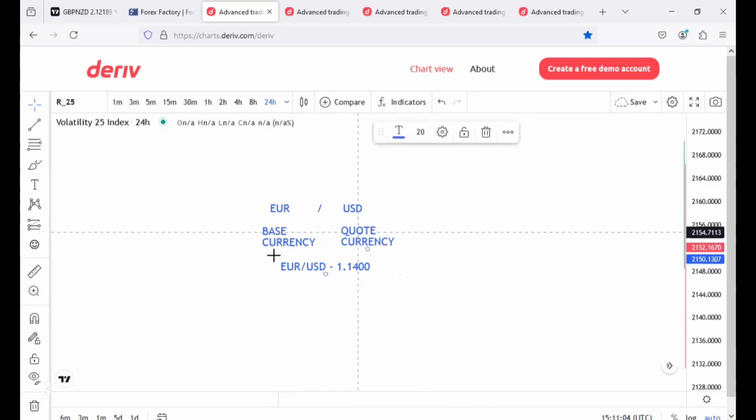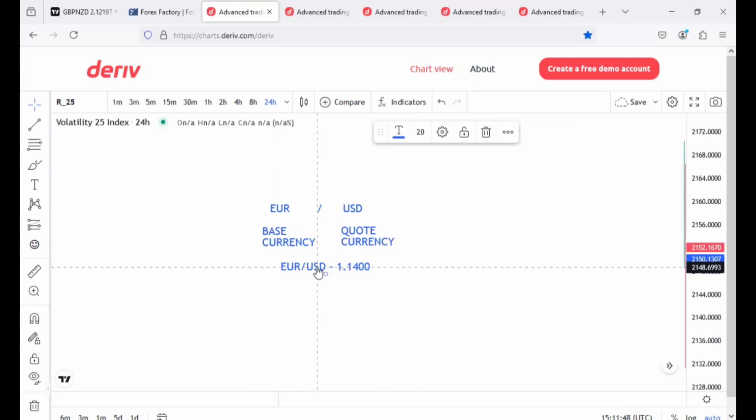So whenever you see any quote like this, this is the base currency. When someone asks you which one is the base currency and which one is the quote currency in any currency pair, this is the base currency and this is the quote currency. The first one on the left is always the base currency and the one on the right is always the quote currency. So in this instance, it basically means that to buy 1 euro, you need 1.14 US dollars.